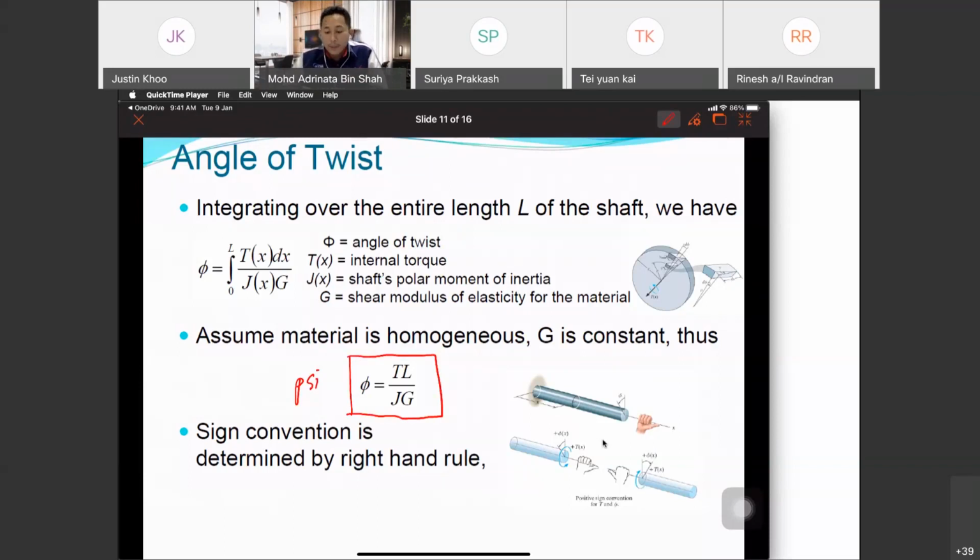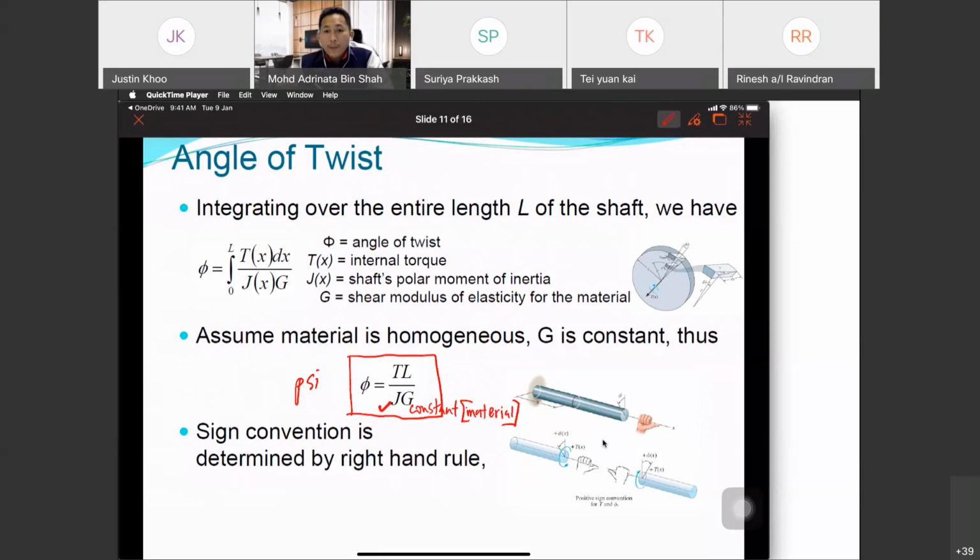Assume the material is homogeneous. So when you twist, it will twist homogeneously. So this is what we assume. It is homogeneous, and the twist angle is equal to TL over JG. You know J, you can calculate it if you have C. G is a constant, and it depends on the material, brass, stainless steel, copper.